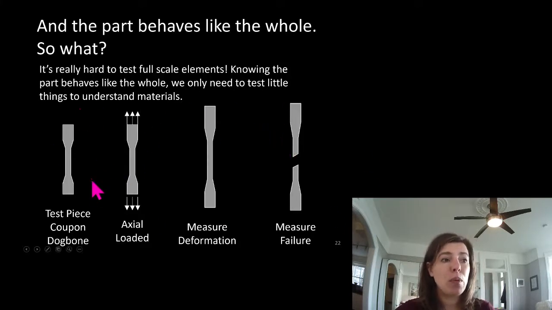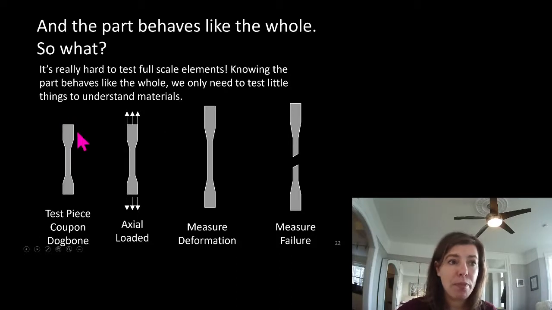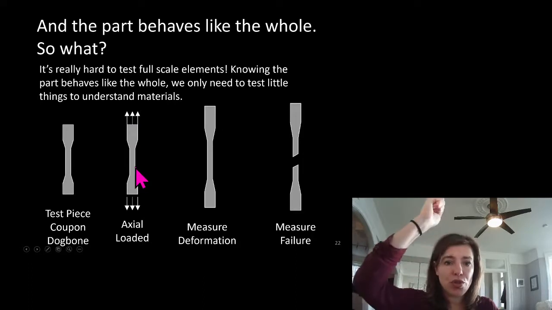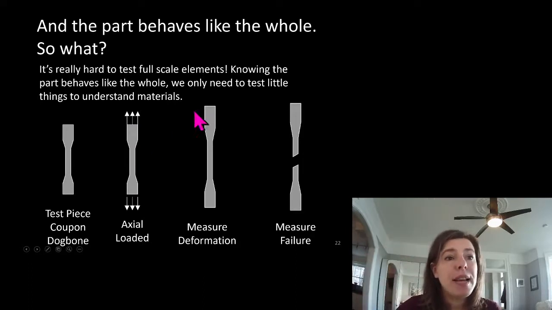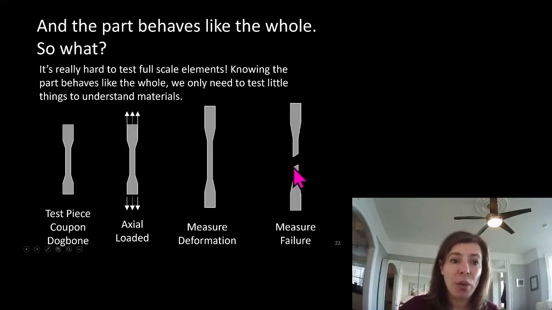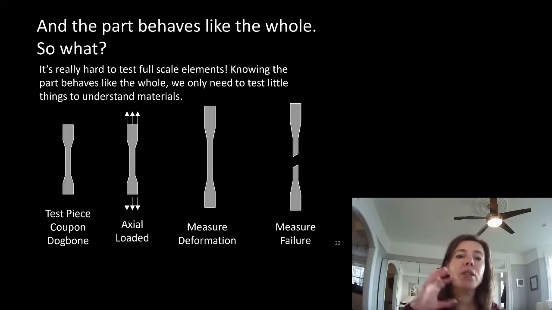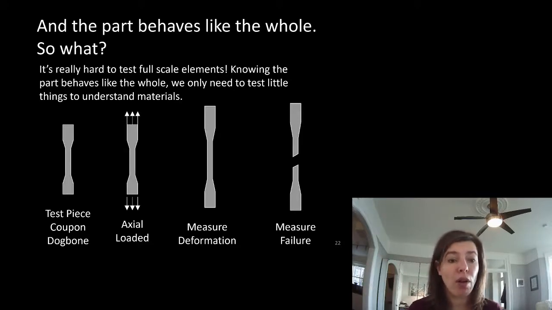Steel, for example, will test a coupon or a dog bone, and it's literally a little piece that looks like this, and you're actually going to see a test that they do this. We apply a load, whether we squash it or stretch it, measure the deformation, and measure the load at failure. And then we can come up with some correlation with how this material behaves, and then we can extrapolate it to big overall elements.